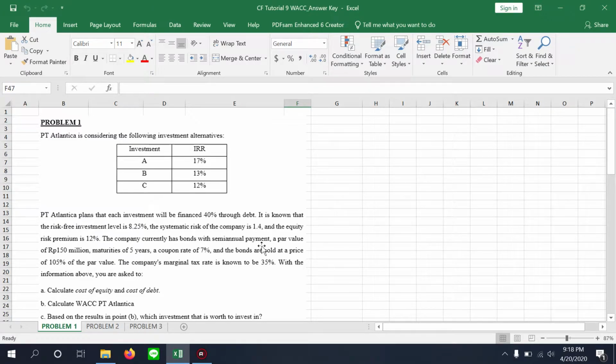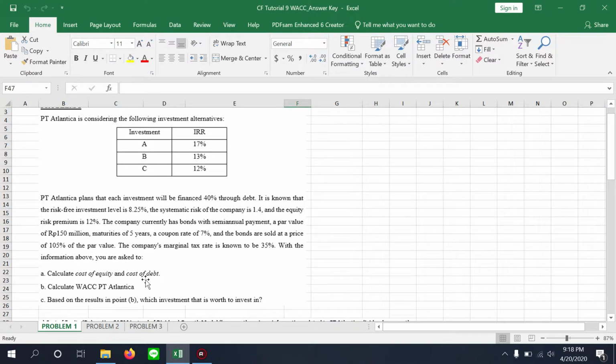So for problem one, basically it's very simple. You are asked to find the cost of equity and cost of debt from the information above. You already know that 40% will be through debt, and there's information about risk-free investment, systematic risk, and equity risk premium. If you still remember, those three items could help you find the cost of equity using the CAPM formula.